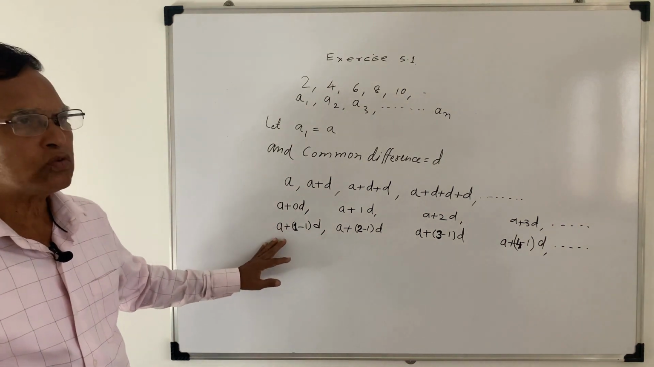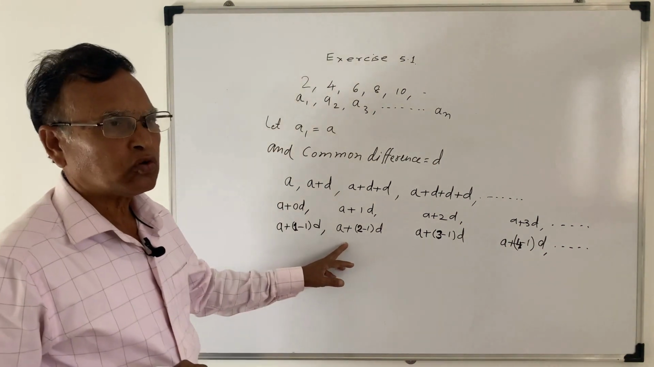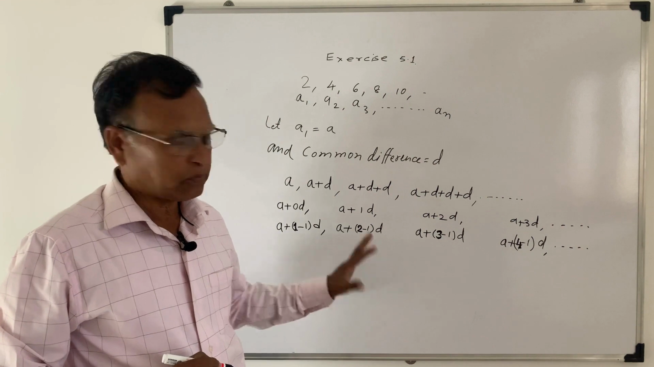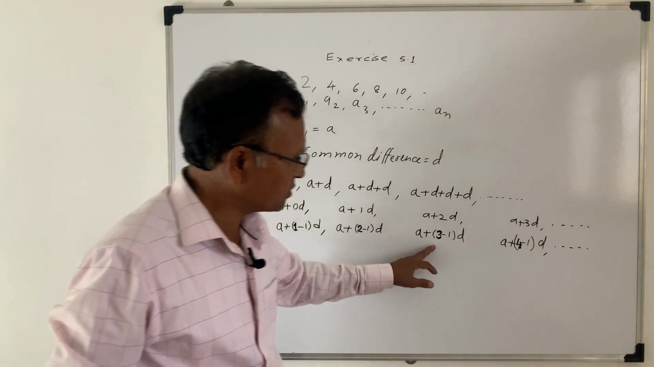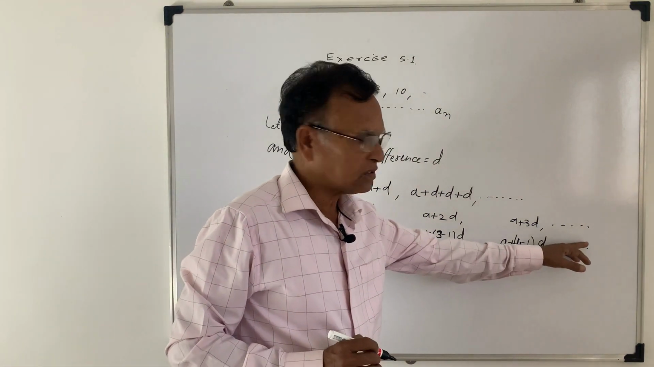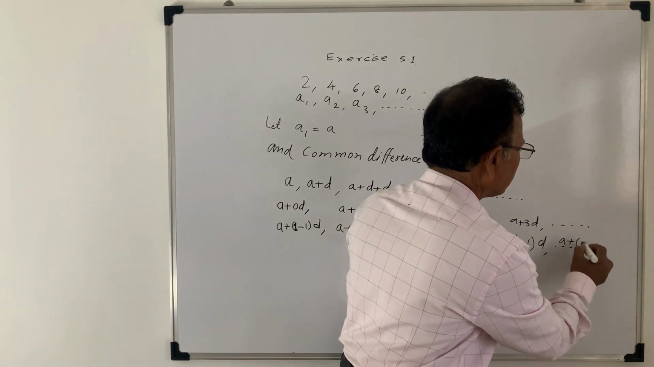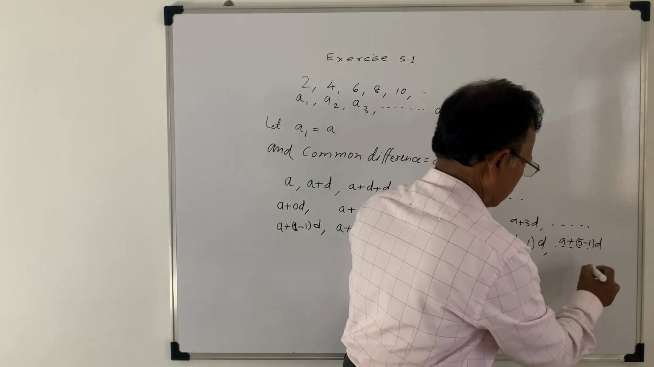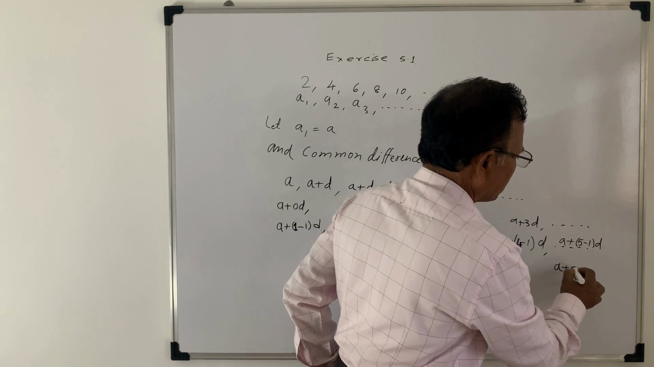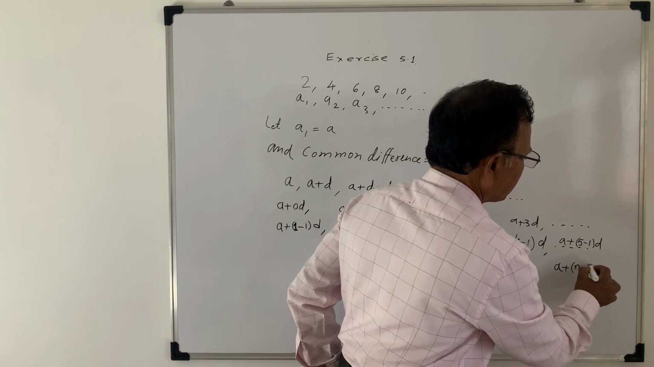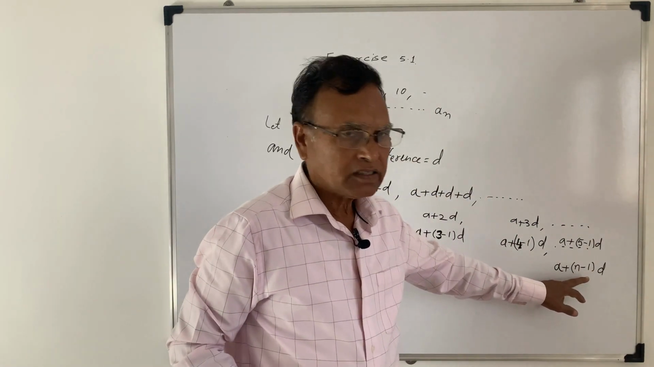सो आप फर्स्ट टर्म यदि लिखना है तो ये a प्लस 1 माइनस 1 डी आप लिख सकते हैं। सेकंड टर्म बोलो तो a प्लस 2 माइनस 1 डी आप लिख सकते हैं। उसी प्रकार अभी ये फर्स्ट टर्म, सेकंड टर्म, थर्ड टर्म, फोर्थ टर्म, और यदि लास्ट टर्म या फिफ्थ टर्म आपको बनाना है तो आप लिख सकते हैं a प्लस 5 माइनस 1 डी। और इसके बाद में nth टर्म यदि बनाना है तो आप लिख सकेंगे a प्लस n माइनस 1 डी। So thus you can get nth term.